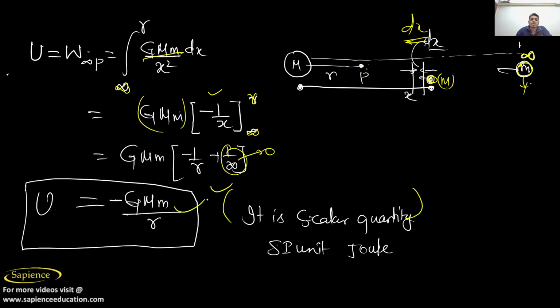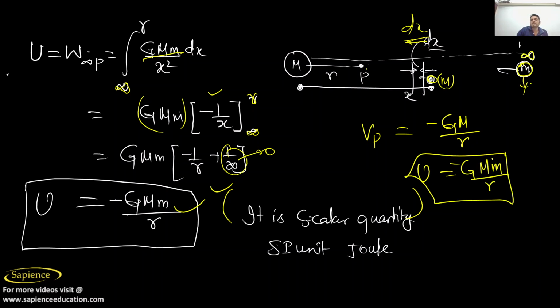I hope you have understood now how to find the potential energy. So what is the basic difference between potential energy and potential? See here, we have found potential is equal to minus G M by R. But as soon as we talk about potential energy, we have to write G M small m by R. So this is per unit mass, and this is included in a mass.